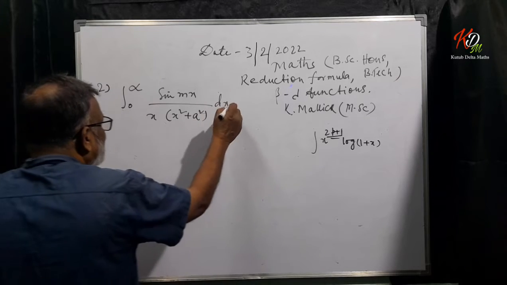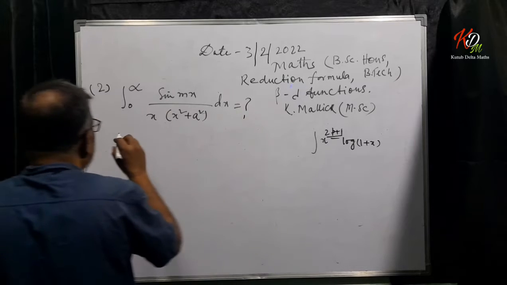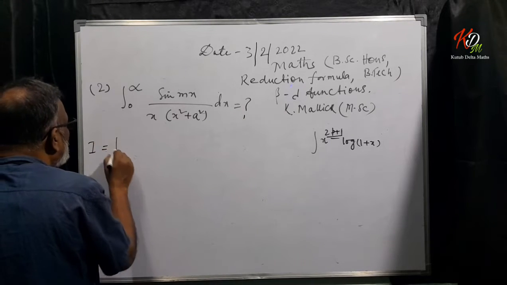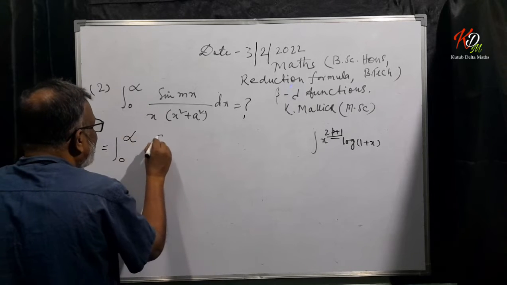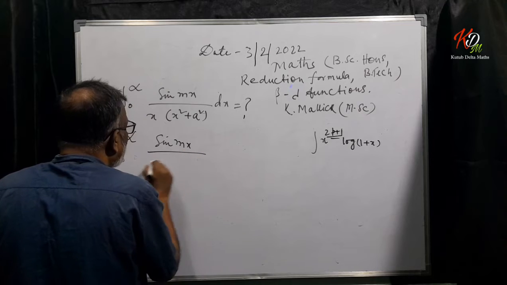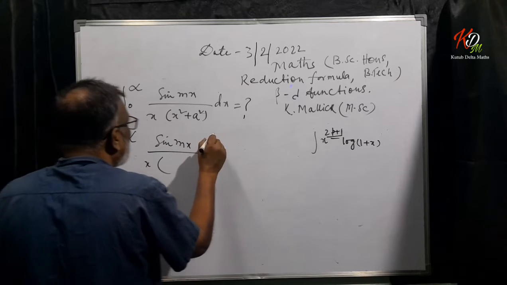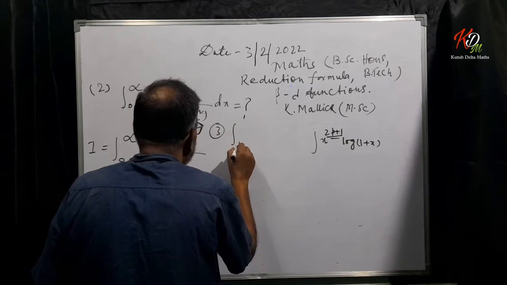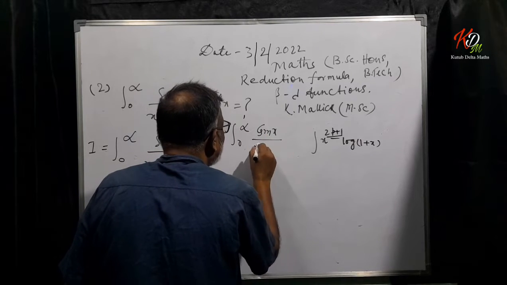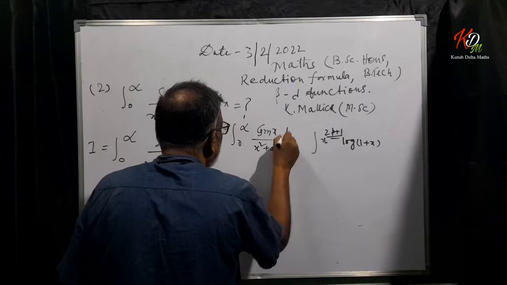What is the value of this? Number 1: let I equal the integral from 0 to infinity of sin mx by x. Number 2, 3: the integral from 0 to infinity of cos mx by x square plus a square dx. What is the value?